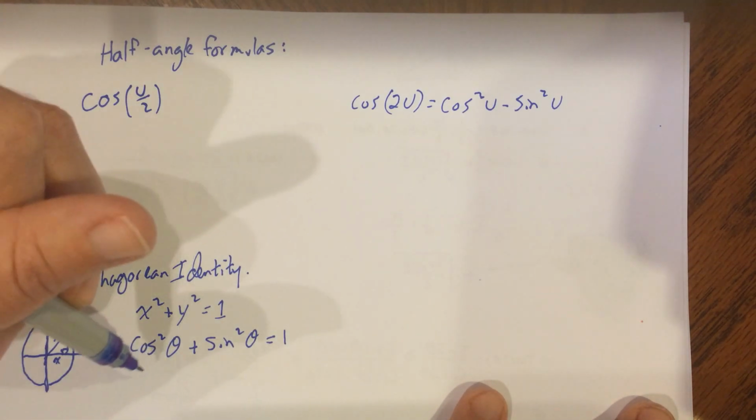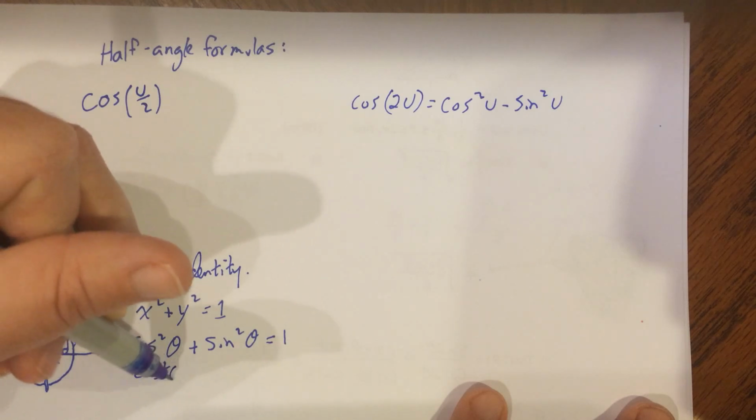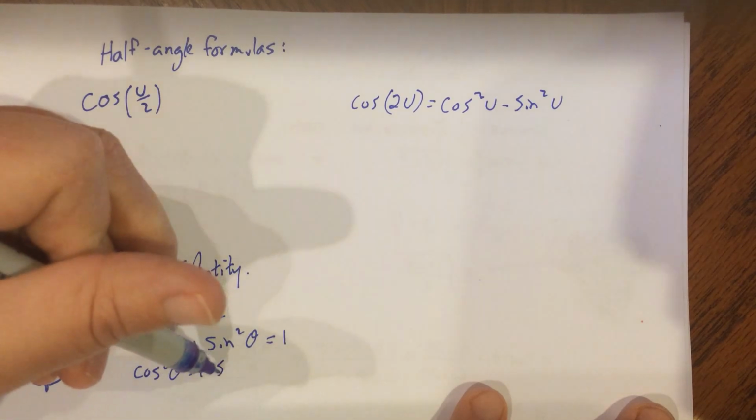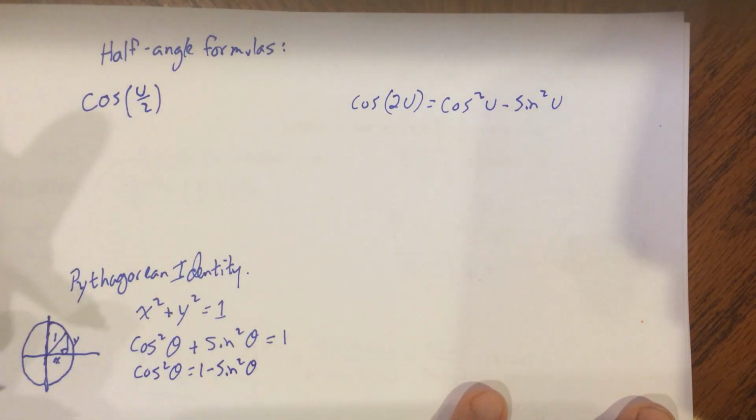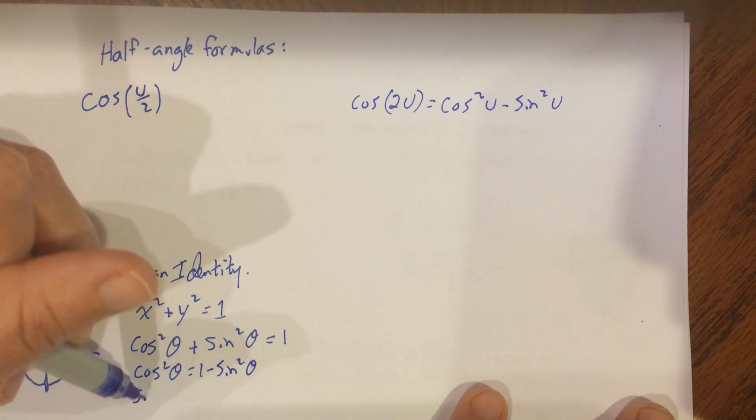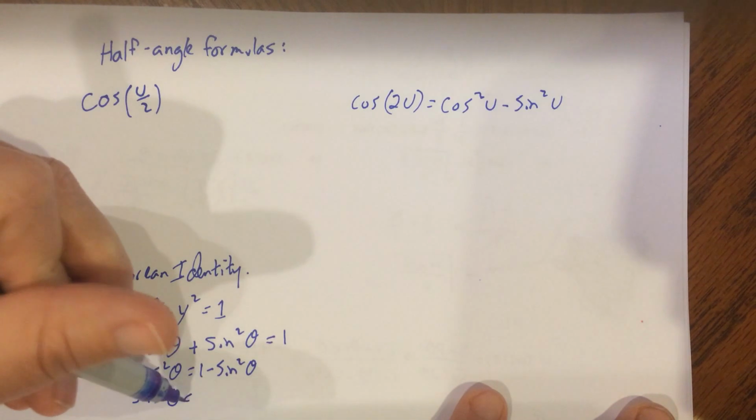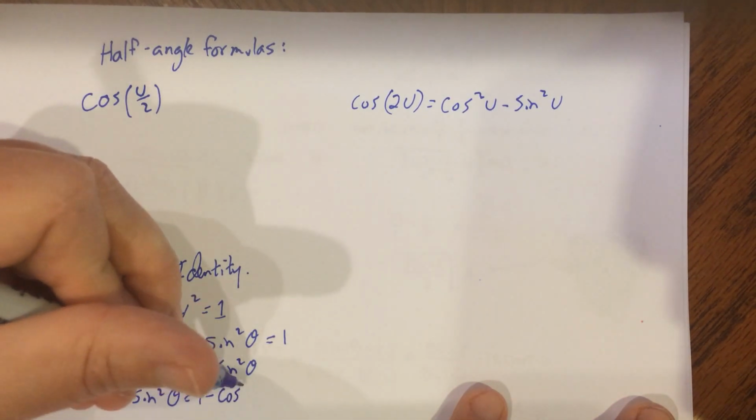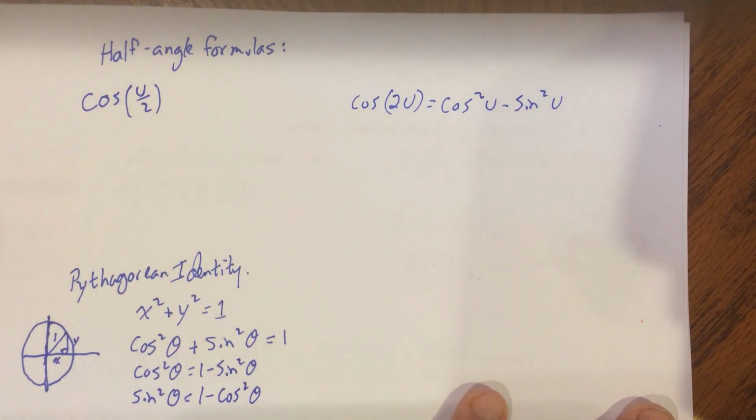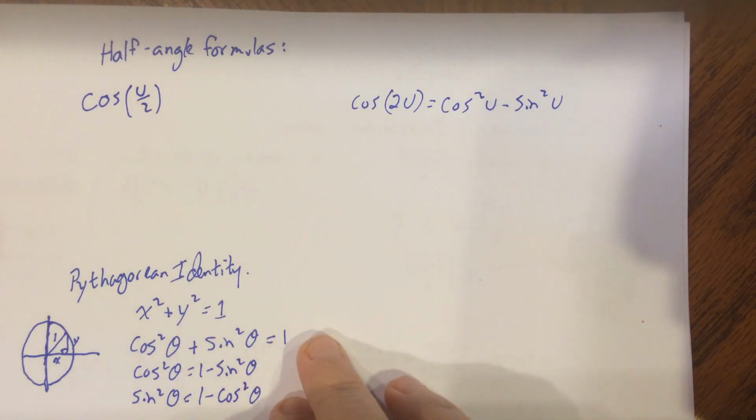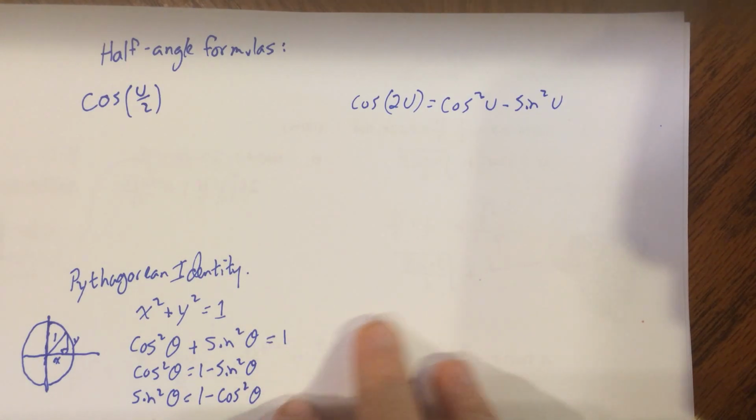We can rewrite it a few ways if we want to. Cos squared theta equals 1 minus sine squared theta, because sometimes this may be more useful for us. Or we could do it the other way: sine squared theta equals 1 minus cos squared theta. There are two other Pythagorean identities that you'll see in your books, and you're more than welcome to memorize them, but really, they can all come back to this one. So this is the biggie.